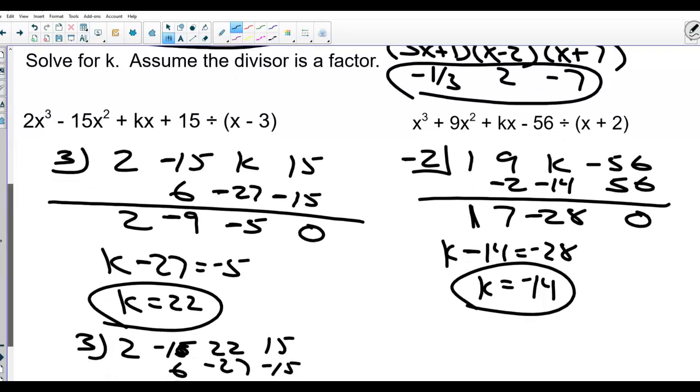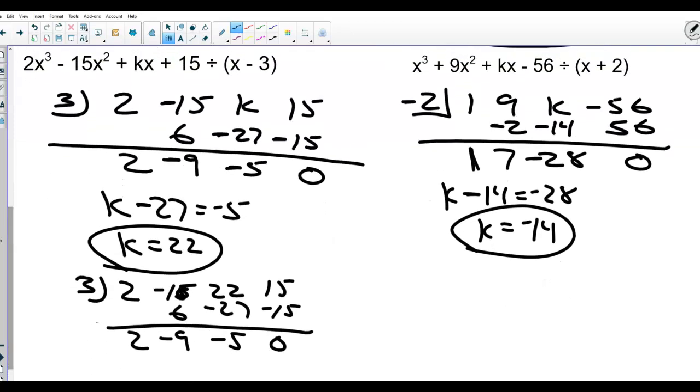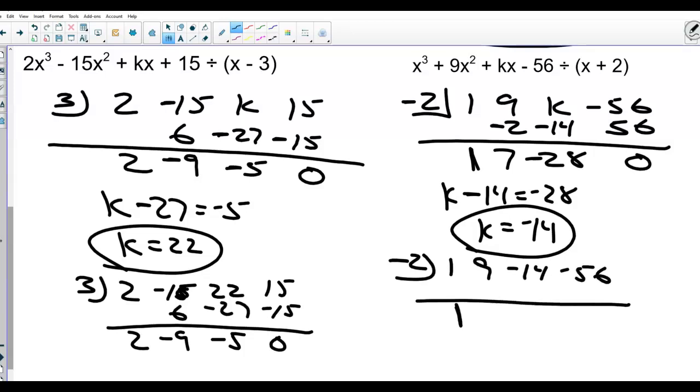I would strongly recommend checking work here. Negative 2, 1, 9, negative 14, and negative 56 to see if you get that 0 back. Negative 2, we get 7. Negative 14, I get a negative 28. And that becomes a positive 56, which adds up to 0.